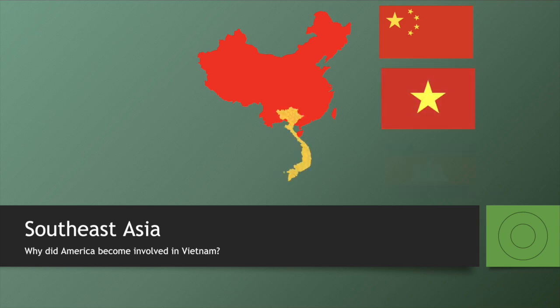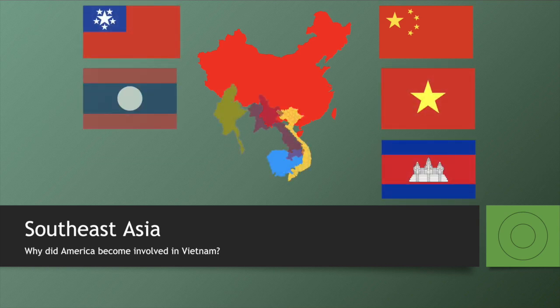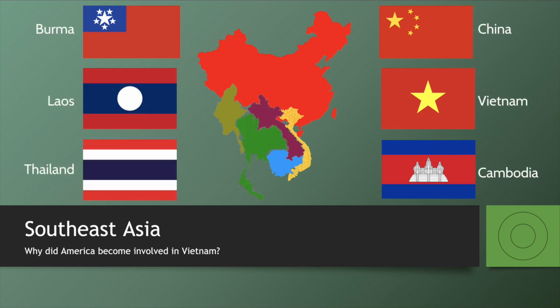The countries which involve Vietnam, Cambodia, Burma, which is now known as Myanmar, Laos, and Thailand, were the ones that the United States was most concerned about because they felt that China and, to a lesser degree, the Soviet Union had a great deal of influence on these emerging nations after the Second World War. And the idea was that if one of them fell to communism, the others would fall as well, and American influence in the area would then be diminished.